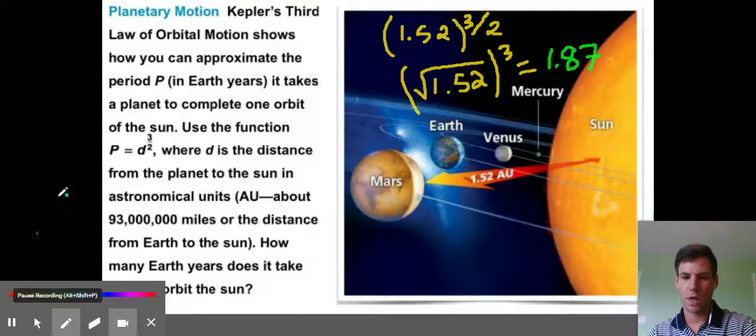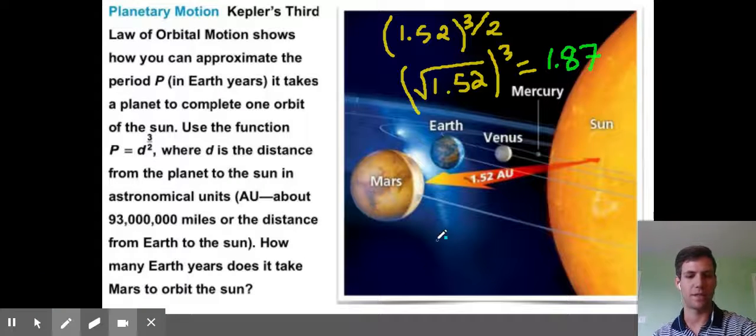Now, the problem isn't asking us about this, but an interesting way to interpret it is, what if we wanted to do the reverse of what we just did? Instead of finding the period, we would be looking for the distance. So if I know that Mars is 1.87 Earth years, what if I wanted to look for something that was 5 Earth years away, and I wanted to look for how far away something would be if their year takes 5 times longer than Earth's year?